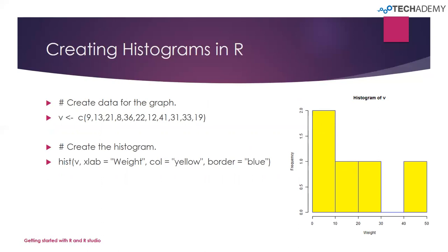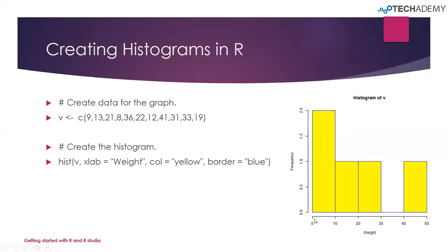There is an example on how to create a histogram. You just create some values, a vector called V, a set of values inside it. Then I will create the histogram using the hist function. Specify that V is the value. V is containing the values, it's a vector. On xlab, which means x-axis, the label is weight, col is yellow, the color of the bars, and border is blue. That's it. So what it will do is create a histogram.